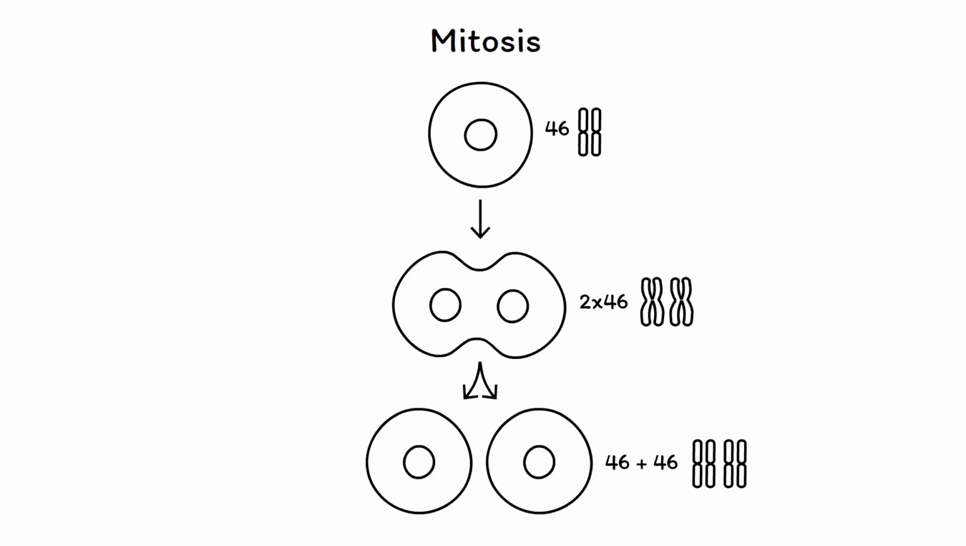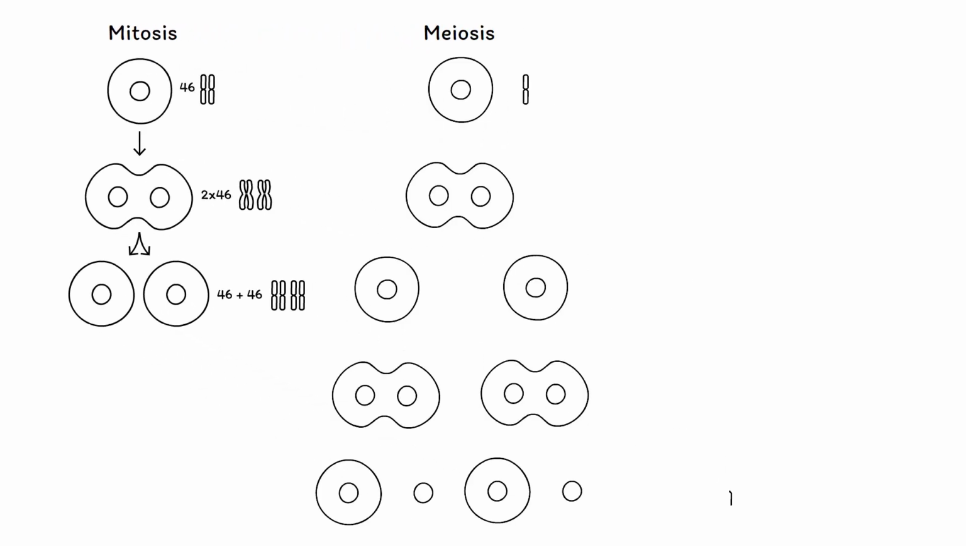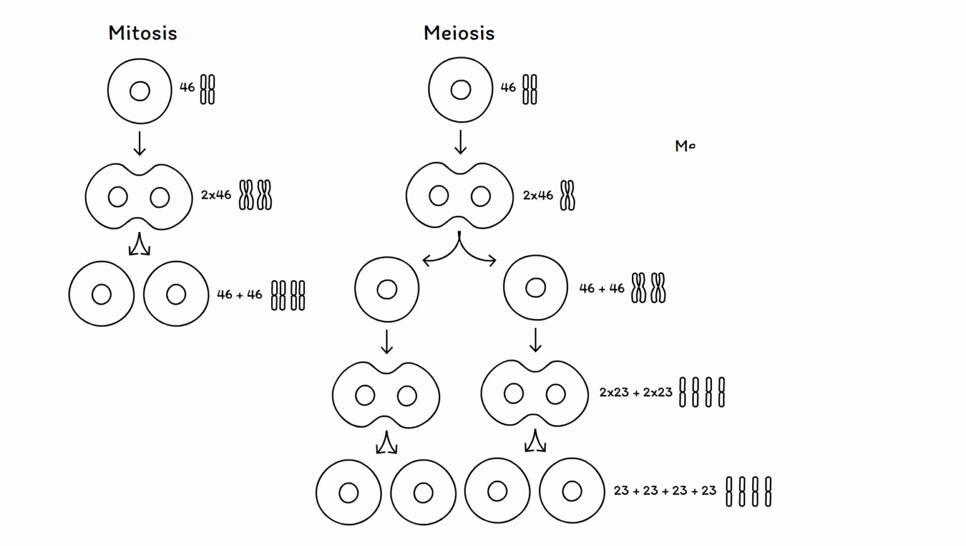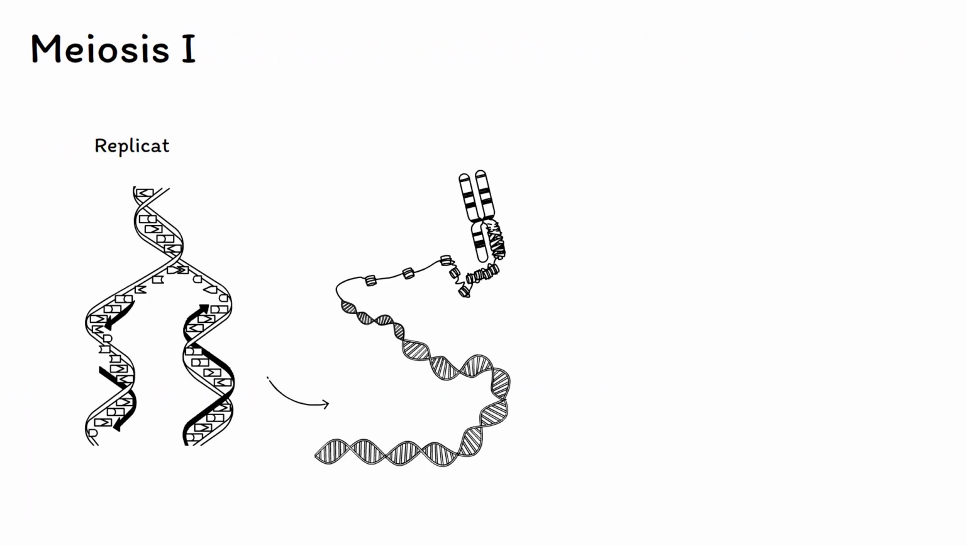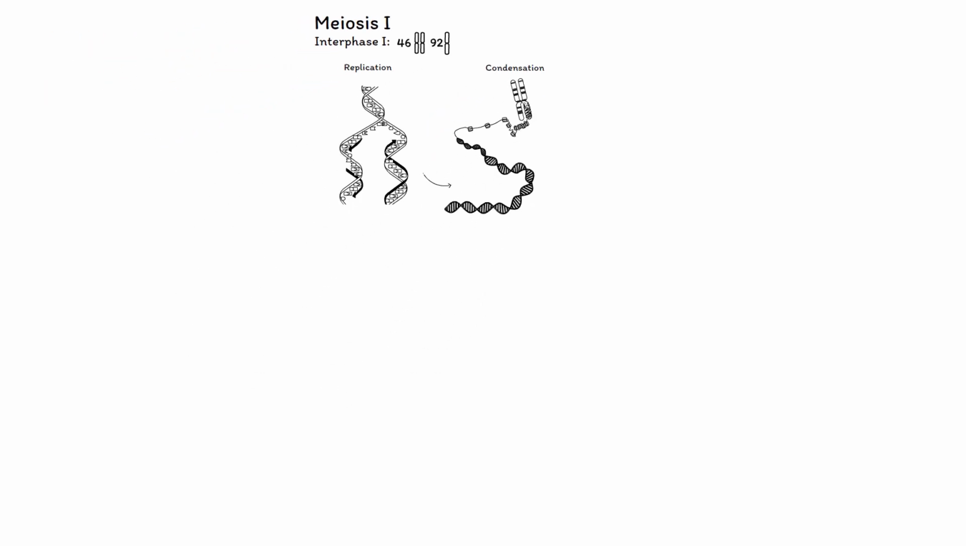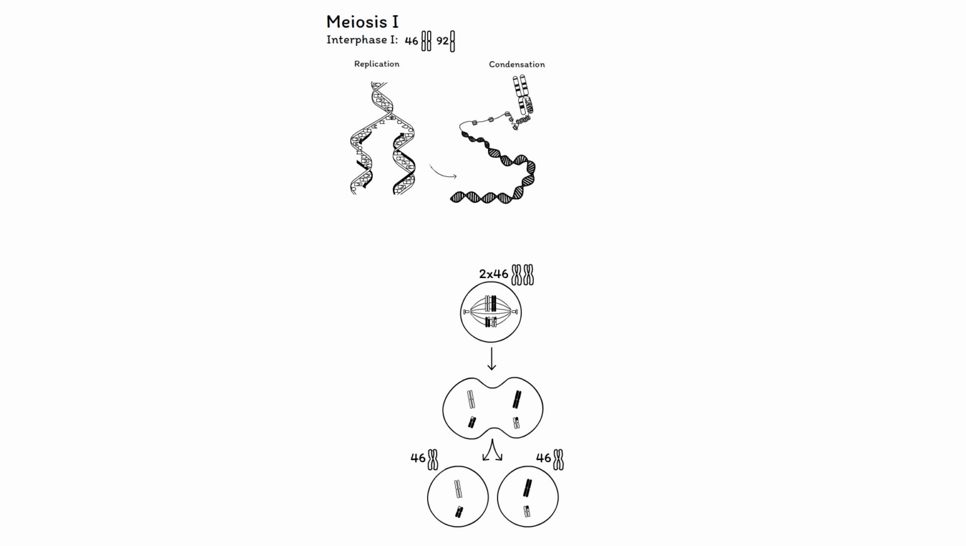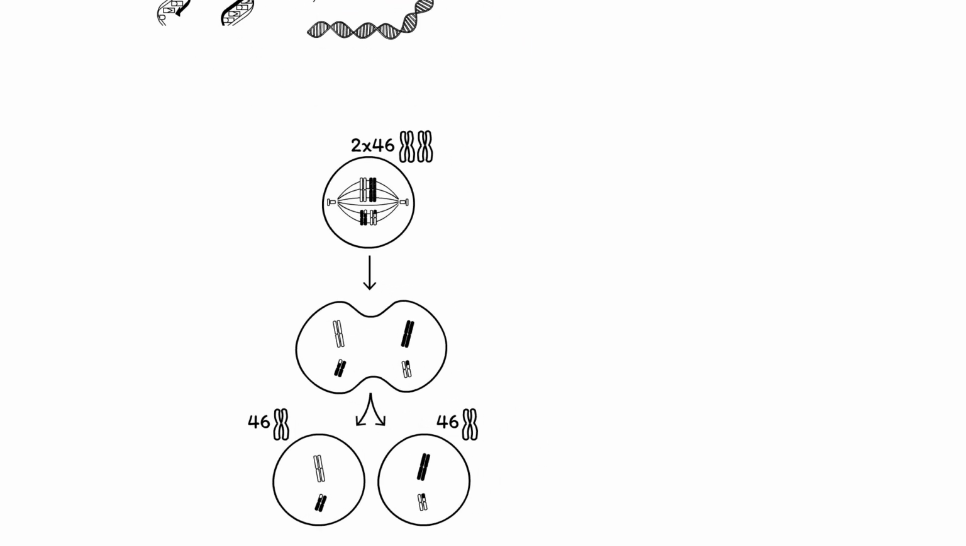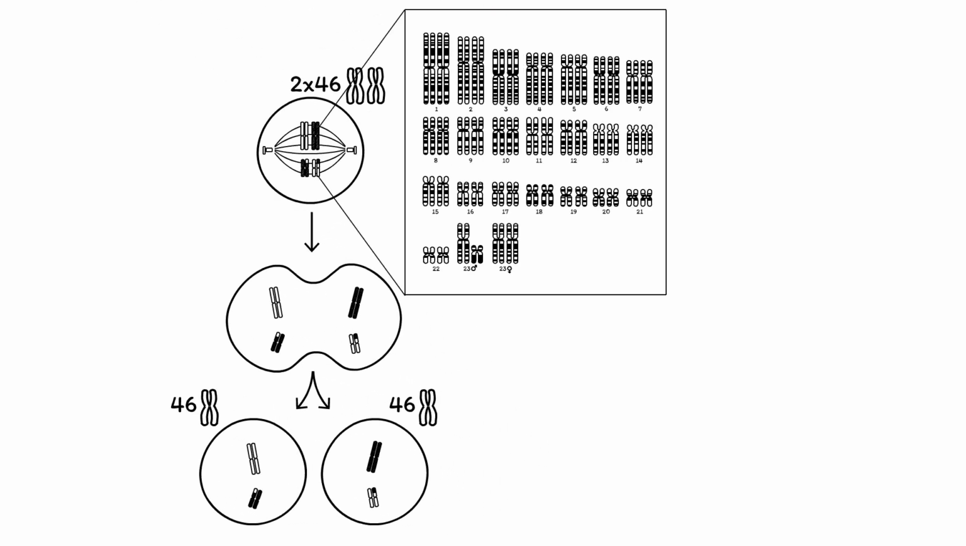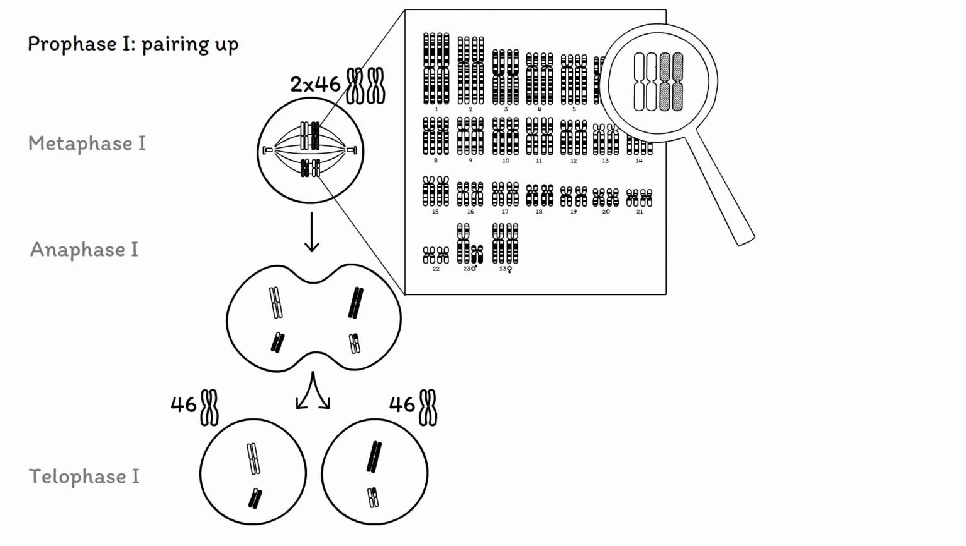Unlike mitosis, meiosis consists of two cell divisions, meiosis I and meiosis II. This process begins in meiosis I, with the replication and condensation of DNA. Meiosis I ends with forming two haploid cells from a diploid cell. To ensure that each haploid cell contains all 23 chromosomes, homologous chromosomes are paired up before they are split.